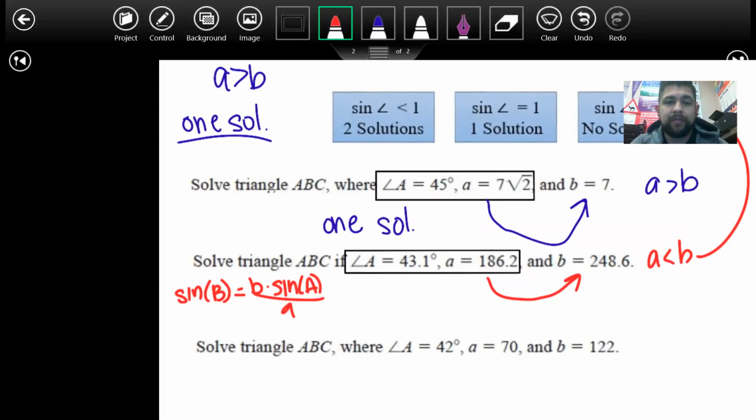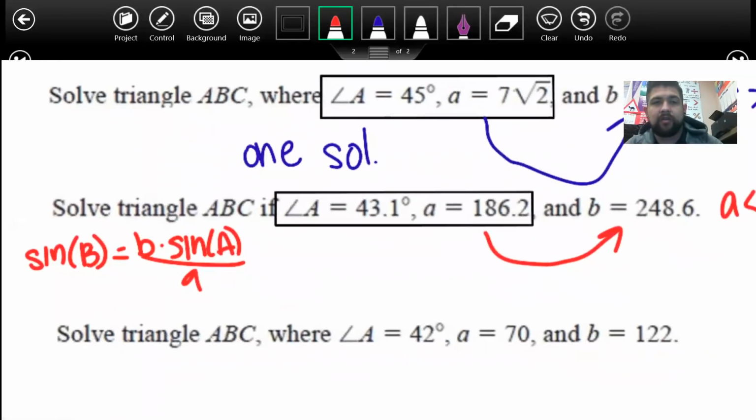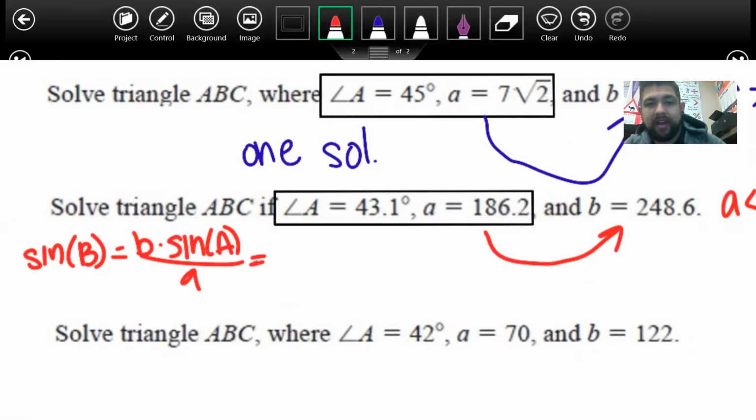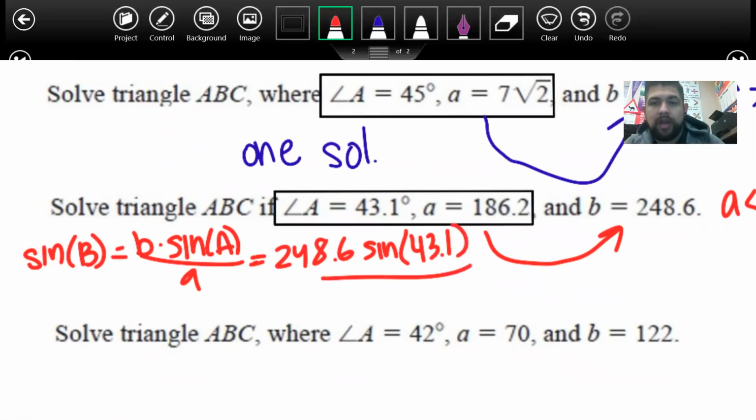So we have our case here, and we can go ahead and plug in our values that are representative for each one of these numbers. Our B value is 248.6 times sine of A, which is 43.1, all over 186.2. When you guys plug this into your calculator, I'm going to do this in live time. 248.6 sine of 43.1 divided by 186.2. We get 0.91. I'm just showing you guys there.